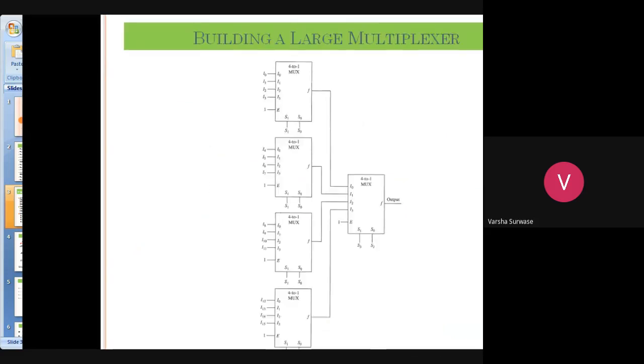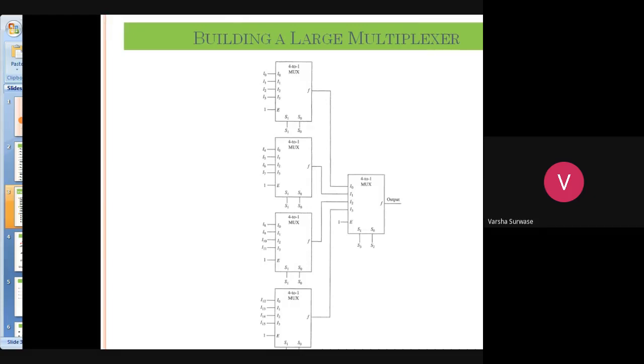Now see, when we want to design a mux tree, a mux tree can be easily designed by using the 4 is to 1 mux. Suppose we want to design a 16 is to 1 mux, at that time 4 is to 1 muxes are used. So this is the structure for the 16 is to 1 mux. These are the 16 inputs and only one output is there.